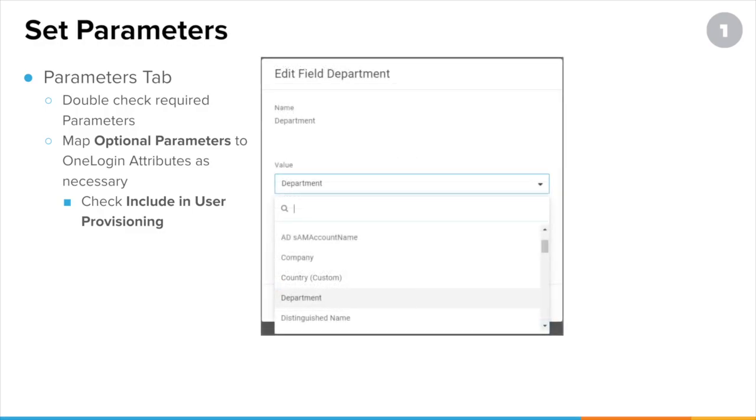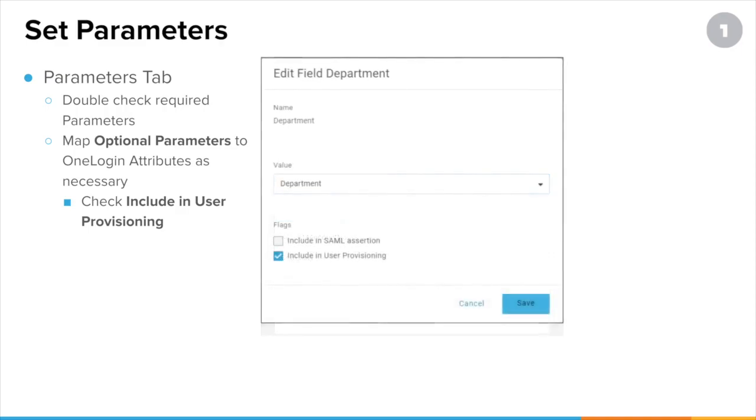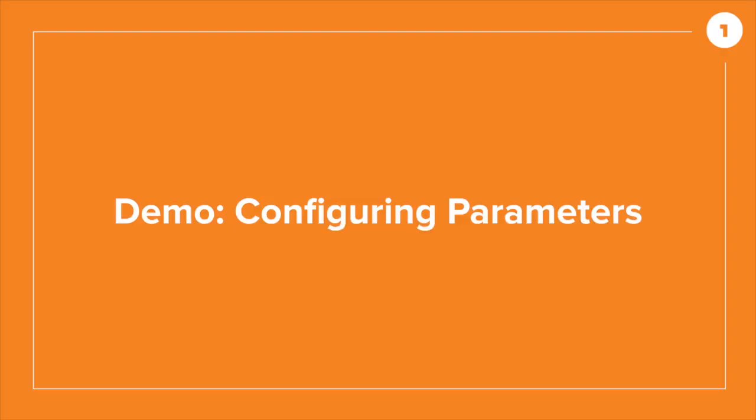You can also set other fields like their department field. It might be easy enough to just match the department field over in Google Workspace to the department field that exists within OneLogin, so you can just choose Department from that drop-down. Again, make sure to check the checkbox Include in User Provisioning, and click Save. So let's go take a look at how to do this in real life.